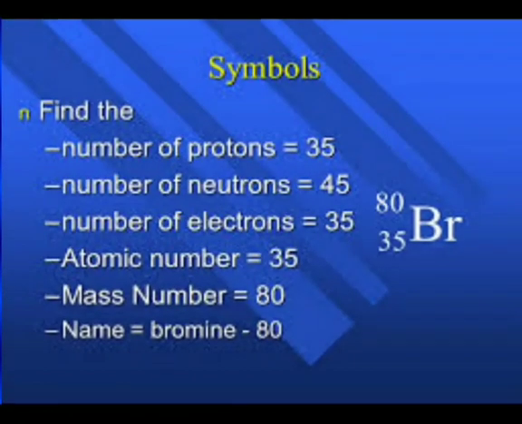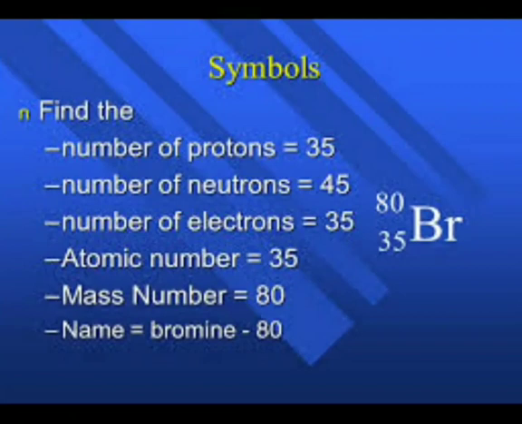Okay, let's see another example. Here you see bromine, Br. Here the number of protons is 35, therefore the number of electrons is also 35, and the atomic number is also 35. Number of neutrons equals mass number minus atomic number, that equals 80 minus 35, that equals 45. That's the number of neutrons. And the number of electrons is 35, the atomic number is 35, the mass number is 80, and the element is what? Bromine.